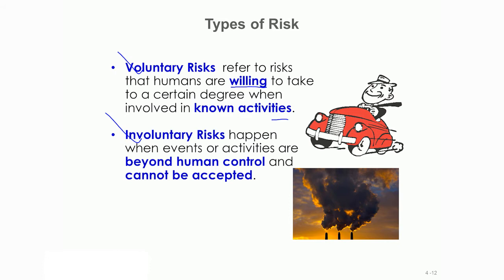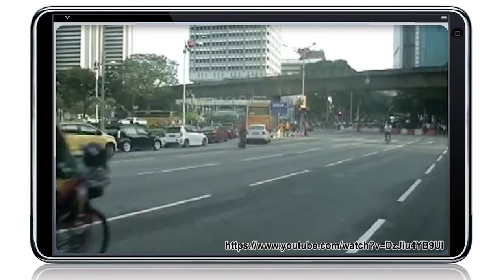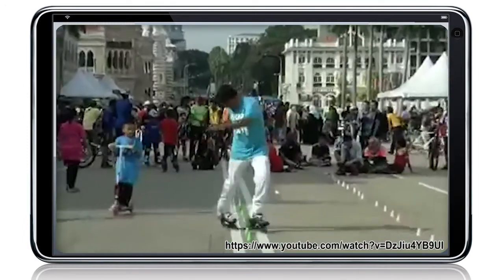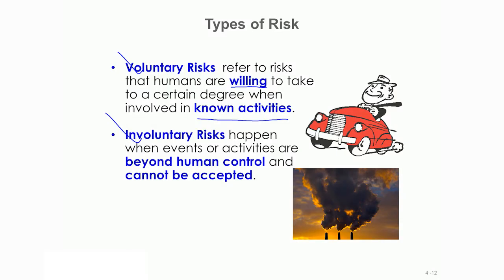to a certain degree when involved in known activities. For example, riding a bicycle, driving a car, and also having recreational activity. On the other hand, involuntary risk happens when events or activities are beyond human control and cannot be accepted. For examples, haze, flood, and dry season.